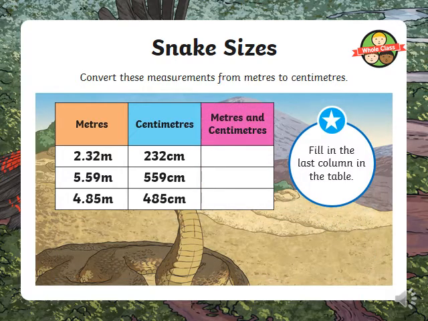Now knowing that, can you fill in the last column in the table? So if we know that 2.32 metres is 232 centimetres, how many metres and centimetres is that? Pause the video and have a go at those three.